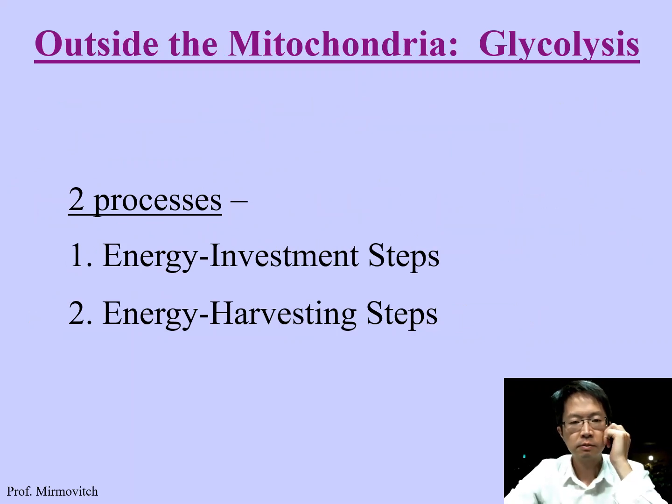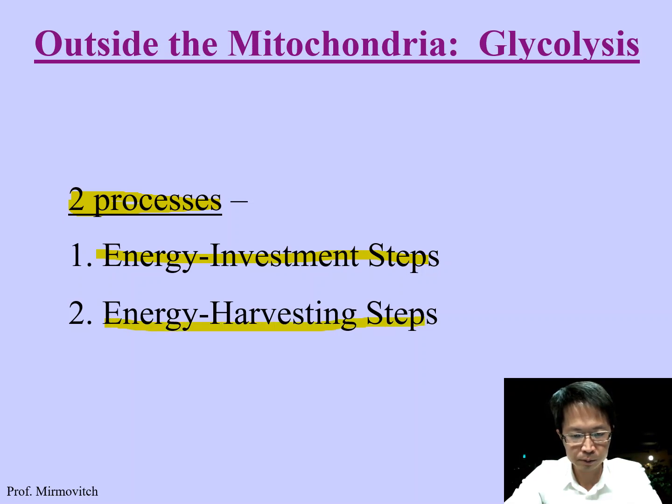So glycolysis, again, occurs in the cytoplasm. That's why we say it is outside the mitochondria. Glycolysis is a 10-step process. Many universities require you to memorize all 10 steps, but we simplify it into a two-step process: energy investment and energy harvest.